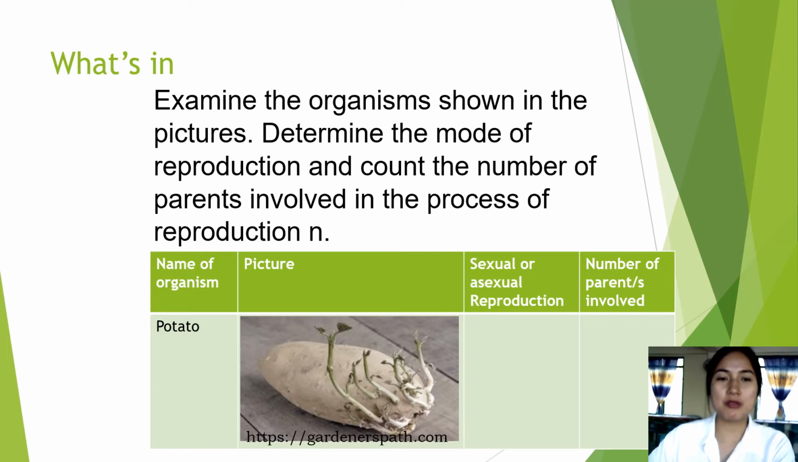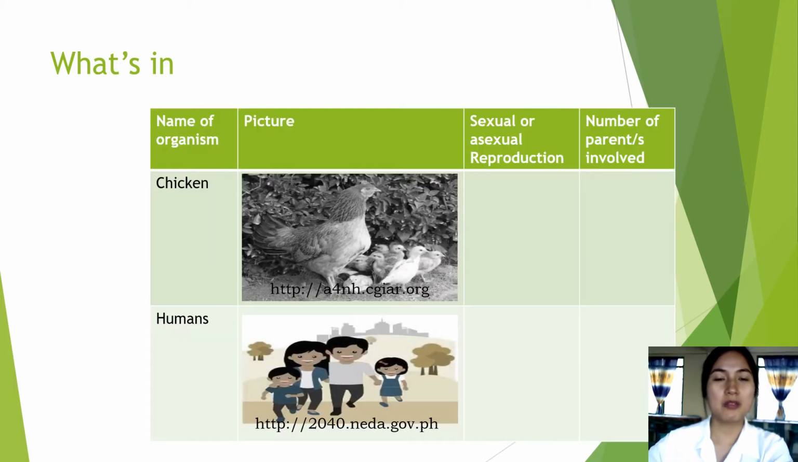We have here the name of organism. The first, potato. We have here a picture of a potato. Is it sexual or asexual reproduction? How many parents involved? We have another, a chicken. Is it sexual or asexual reproduction? How many parents involved? And last one, we have humans. We have here a family. Is it sexual or asexual? How many parents involved?